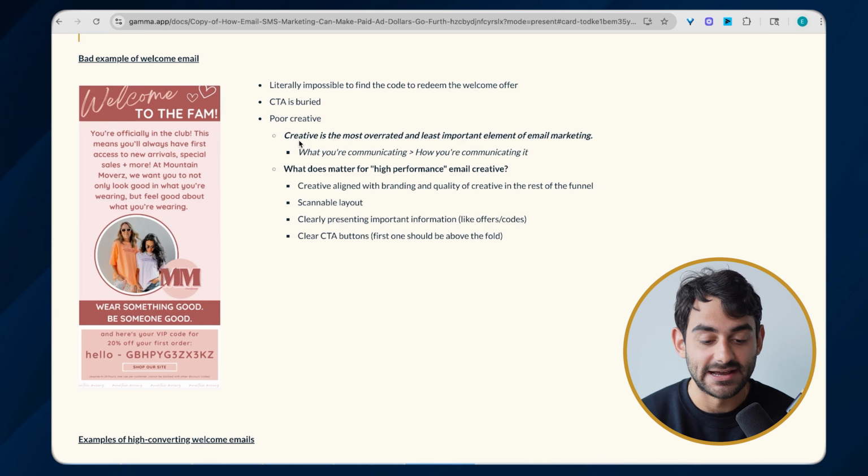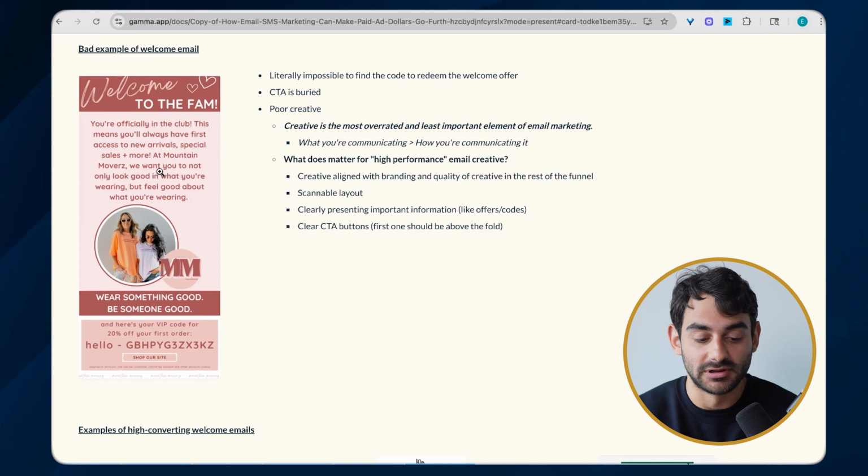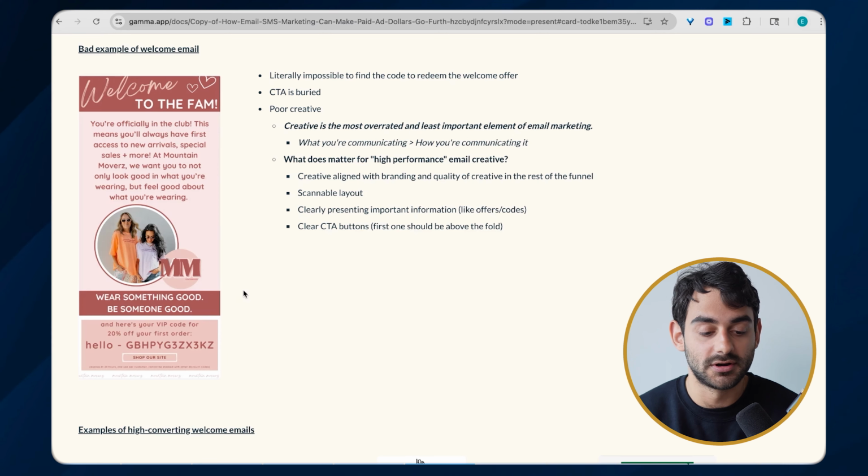I just want to take one second to explain: most people think email creative, copywriting, and design is what's most important in email marketing. That's simply not true. What you're communicating is way more important than how you're communicating it. Essentially, we want to present the offer and make it super clear and easy to use here. If this was a beautiful email, but the code was still all the way at the bottom, this would still be poor converting creative.